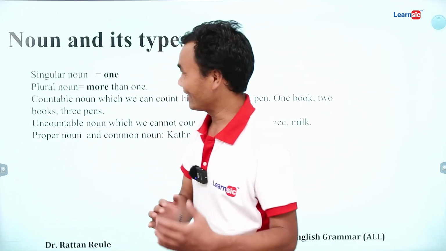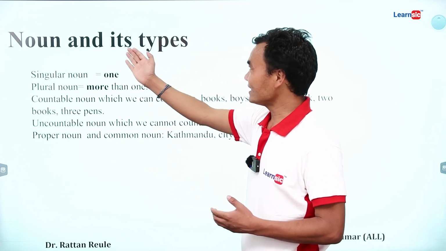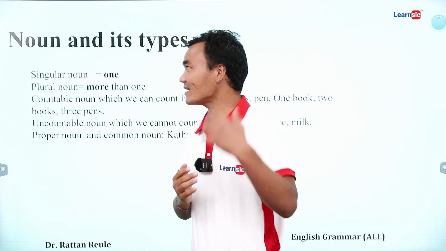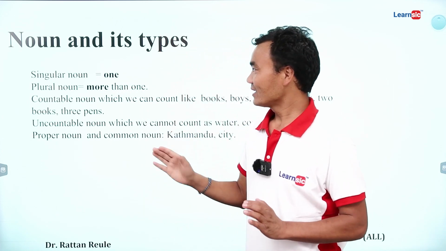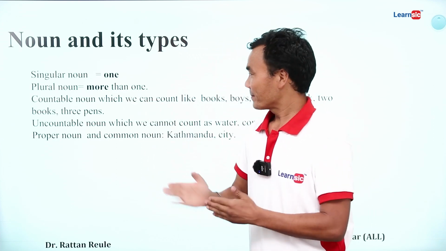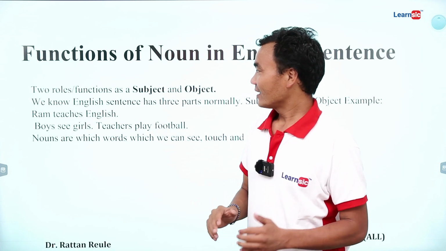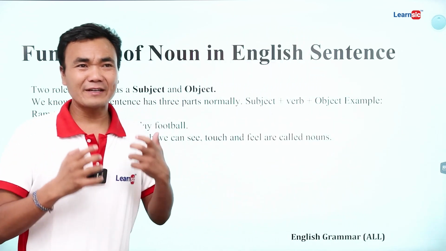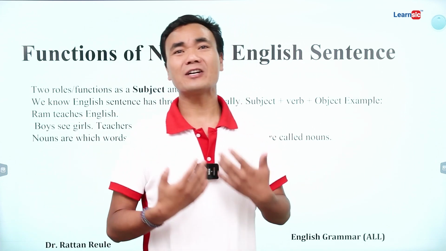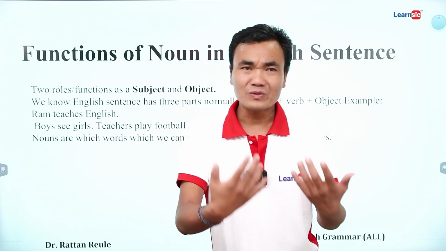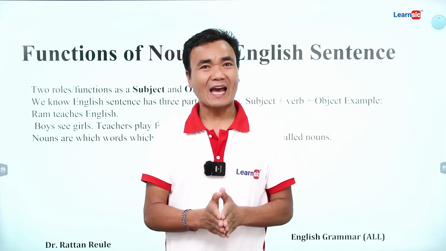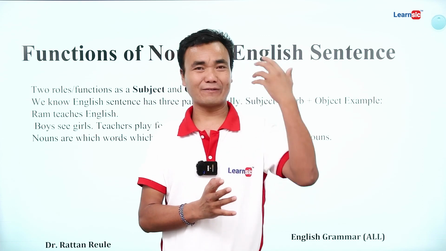Okay, dear class, a noun and its types. Now we are talking about the noun and its types. Singular we have already done, plural we have already done, countable and uncountable we have already done. Now we are in the very important part of this video where I'm going to tell you what the functions of nouns in a sentence are, right? First, the definition of noun is all names, and there are different categories of noun.